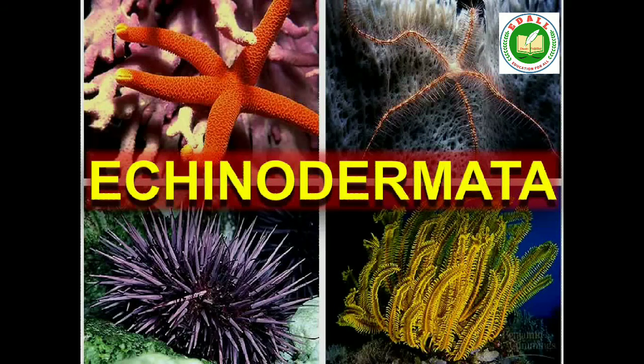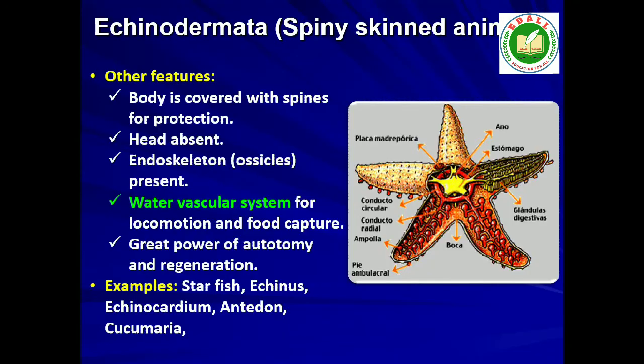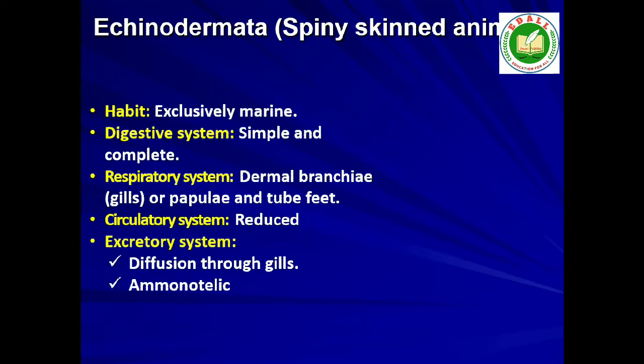Ninth is phylum Echinodermata. These animals have an endoskeleton of calcareous ossicles and, hence, the name Echinodermata, spiny-bodied. All are marine with organ system level of organization. The adult echinoderms are radially symmetrical but larvae are bilaterally symmetrical. They are triploblastic and coelomate animals.